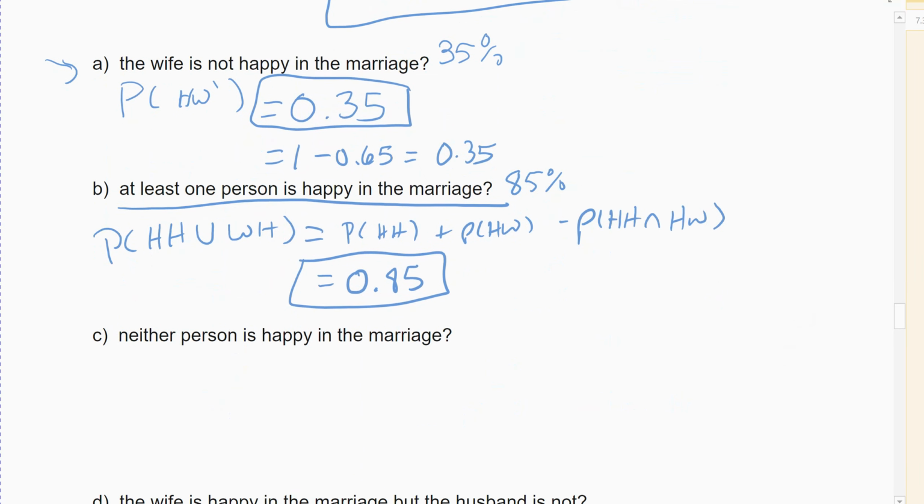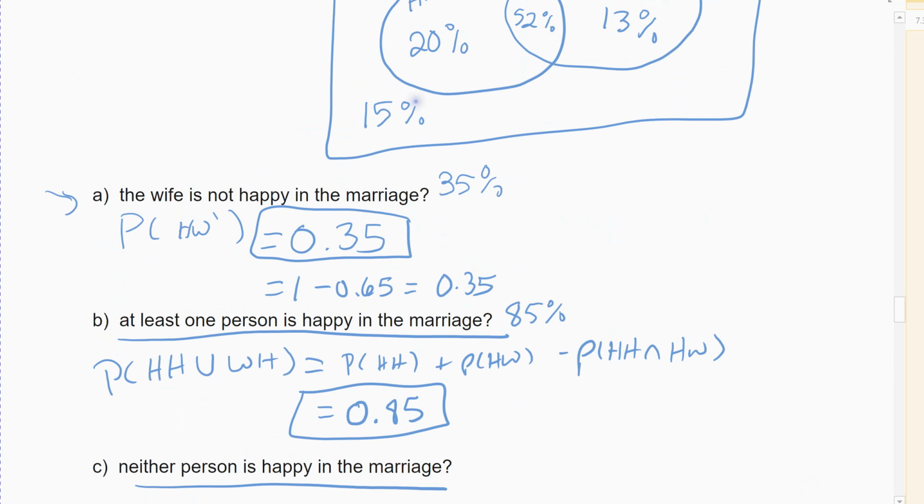Right? Neither person is happy. Well, that's that outside area. Right? Probability that the husband's not happy and the wife is not happy. Well, that's that 15%.